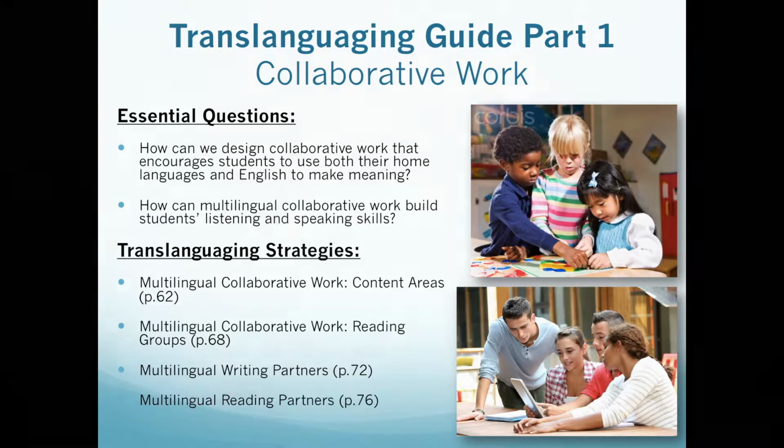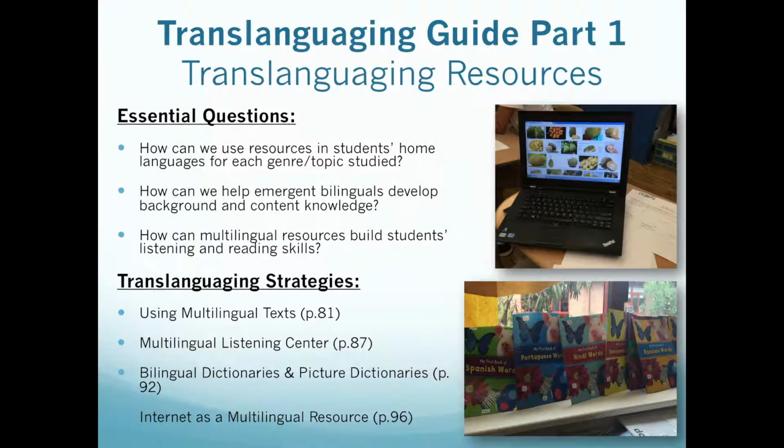The last part of this section is translanguaging resources, and there are a number of websites that we refer to in the translanguaging guide that you can explore. The essential questions for this section are: how can we use resources in students' home languages for each genre or topic that they are studying? And how can we help emerging bilinguals develop background and content knowledge? Also, we're looking at how can multilingual resources build students' listening and reading skills.